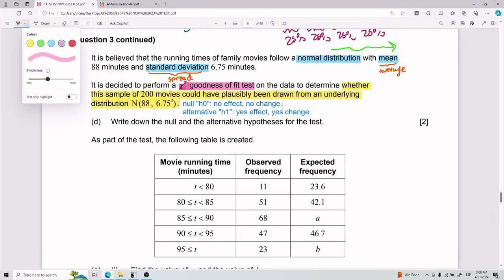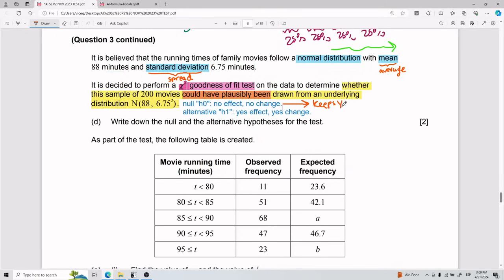Why is it like that? Because that's what they consider. That is their assumption. So you can think about it that way as well. H0 keeps your assumption, and your assumption is an assumption of no change from the current scenario. And the current scenario that they're saying is that it comes from a normal distribution. I know that's a little bit weird, but stick to it. So null, or your H0, is no effect, no change, and that you keep your assumption. The assumption that they're making is that this was drawn from a normal with this distribution.